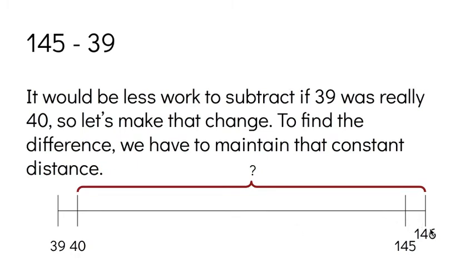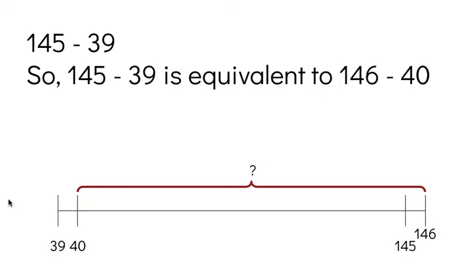So I moved a distance of 1 to go from 39 to 40, so I have to move the same distance for my other part of my subtraction problem so that the distance remains the same between 146 and 40, just like that same distance was for 145 to 39. So that means that 145 minus 39 is equivalent to 146 minus 40. That means I can find the distance between 146 and 40, which is a lot easier. 146, so I take that 40 away, and I'm left with 106. So the difference between 146 and 40 is 106.